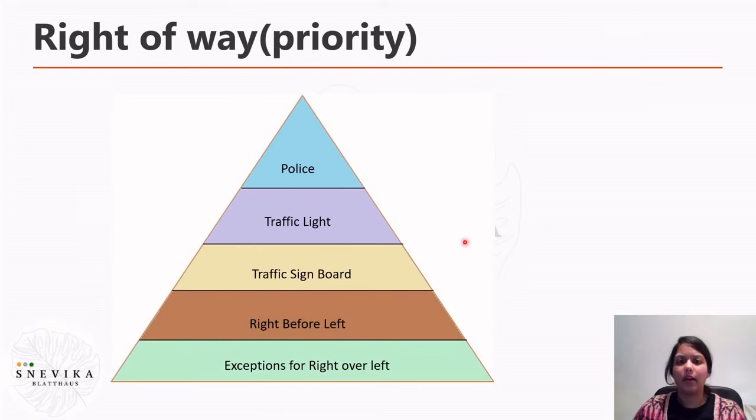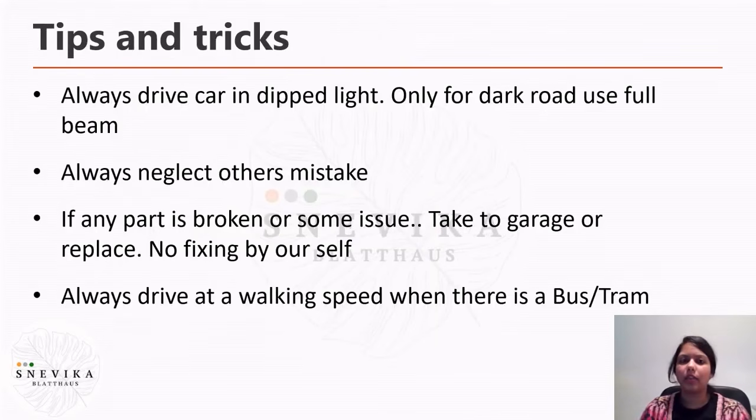Like if there is a fire vehicle or an ambulance coming, then you have to give them the priority. So that time there is an exception for right over left. If you understand this, I think you can answer many of the priority sign questions as well as the videos for those. Now coming to the last section of this video, that is a few tips and tricks.